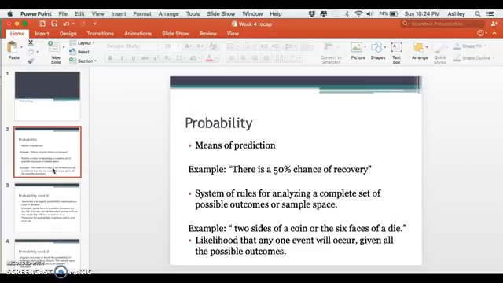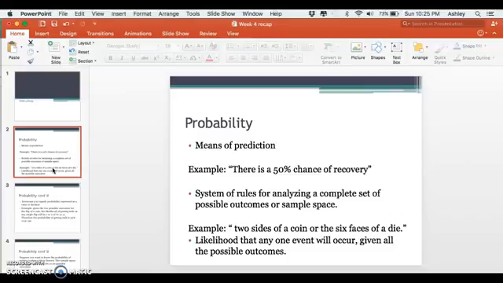All right, so probability is a complex but essential concept for understanding inferential statistics. We all have an idea of what probability is. You've seen it, you've heard it, you've experienced it, and you've probably done it. Okay, so when you see things like there's a 50% chance of recovery, that's probability.